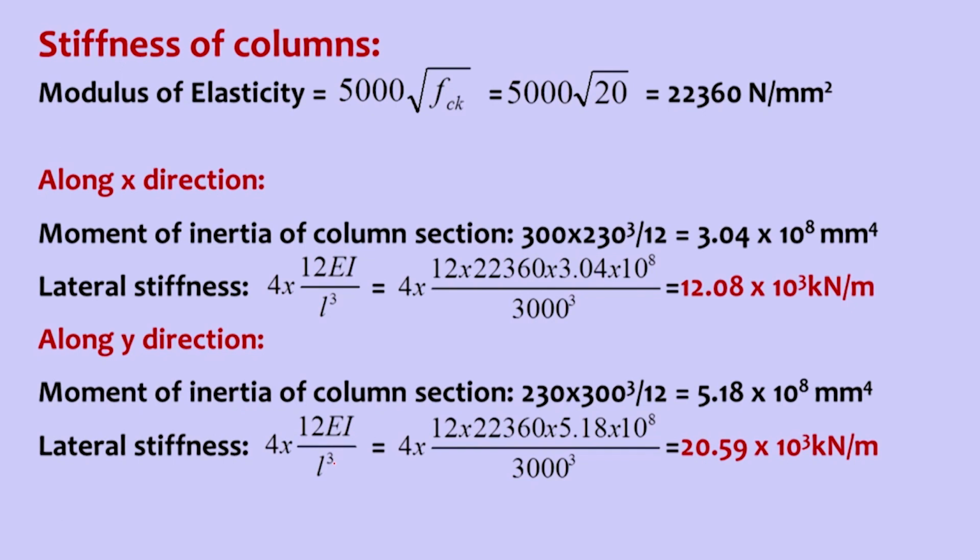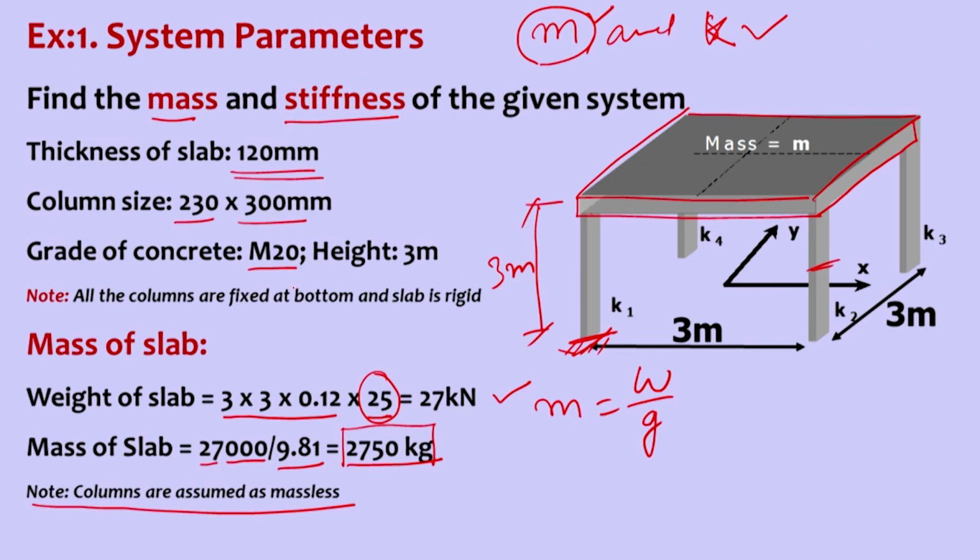So how to calculate the stiffness of the column? First of all, we find the modulus of elasticity of the column material, that is the concrete. Since the concrete is given as M20 grade, according to IS 456 2000, we calculate the modulus of elasticity as 5000 under root fck, which is 22,360 Newton per millimeter square. Then the moment of inertia of the column section I is 300 into 230 cube divided by 12. This is along one direction. And the lateral stiffness, say for one column.